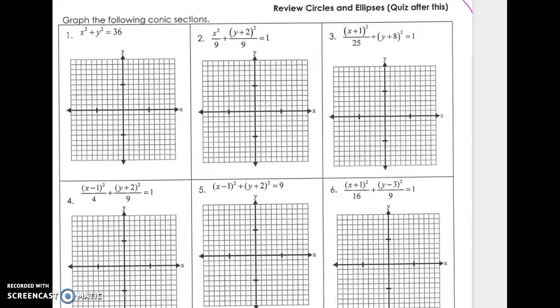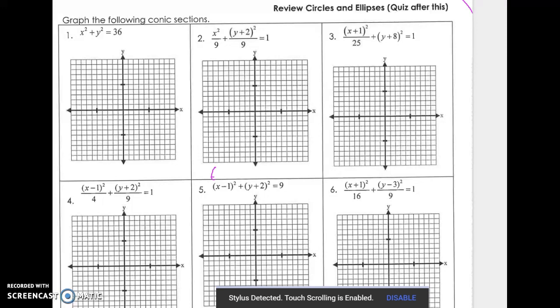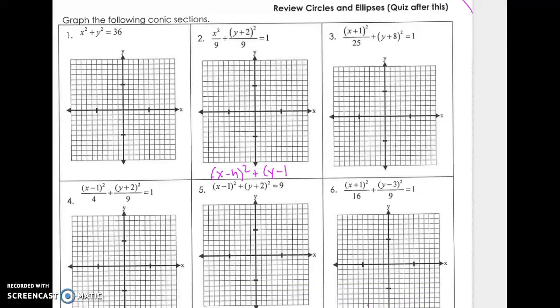So that would be like number 5, when you have it in the form x minus h squared plus y minus k squared equals the radius squared. You should identify that as a circle. So this circle is going to have a center at 1, -2. And the radius is going to be 3, so we just go up 1, 2, 3, 1, 2, 3, 1, 2, 3, 1, 2, 3.